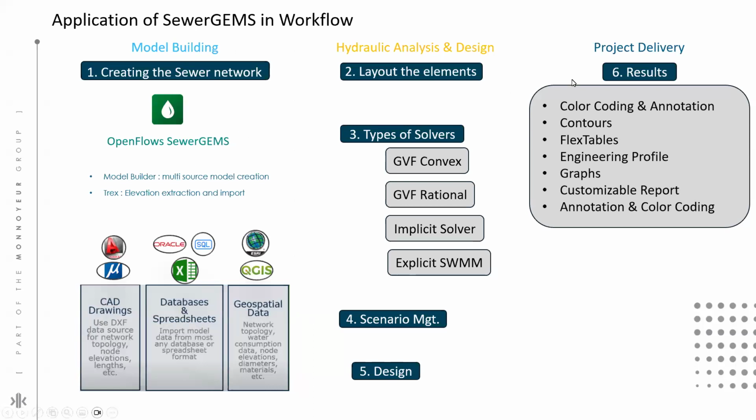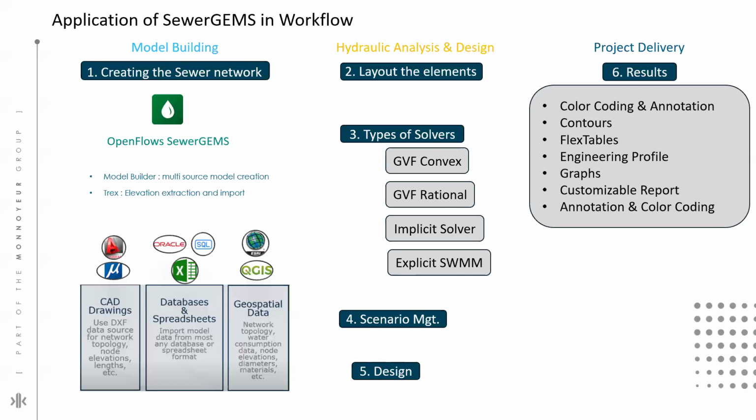After that, once we reach a particular stage of the project, and we reach project delivery, and we want to give the results to the contractor or anyone, with the help of color coding and annotation, we can see the result. Or let's suppose you want to see the result in the form of contours, or see how much velocity is coming, how much flow is coming within the pipe. With the help of the FlexTable, we can generate the result.